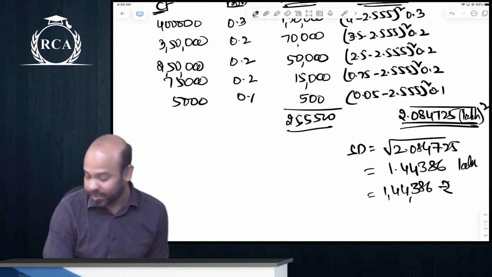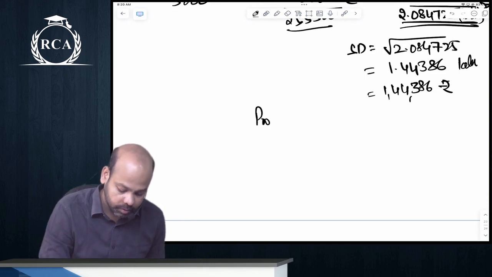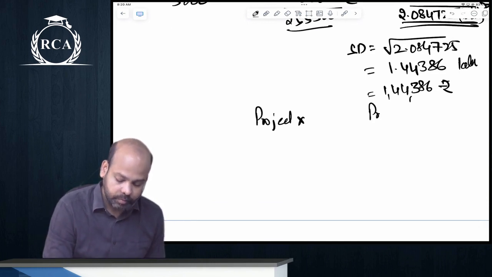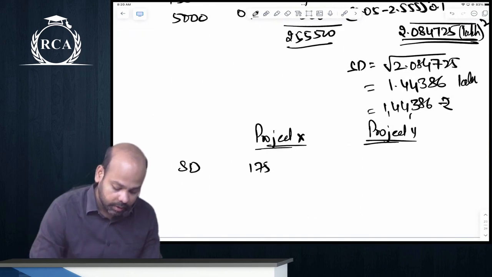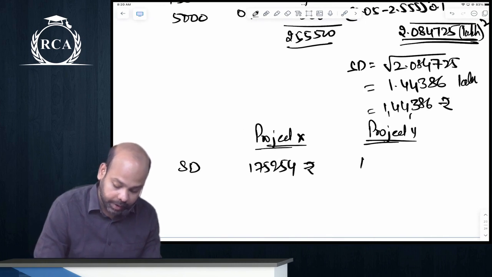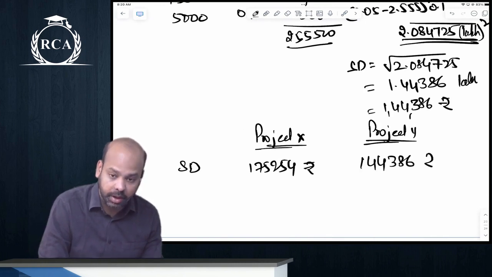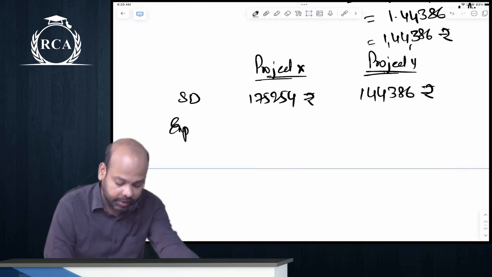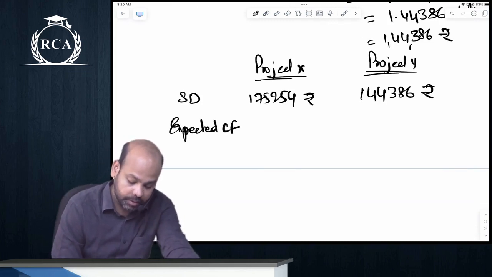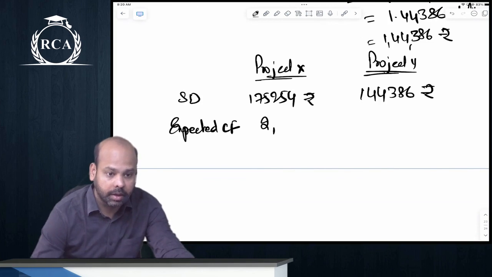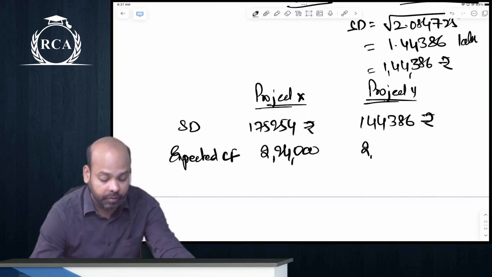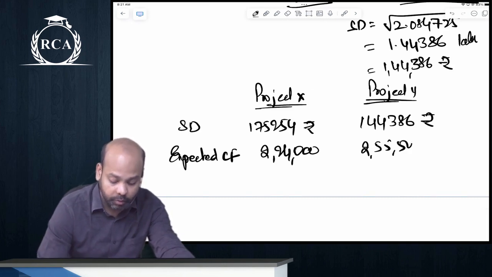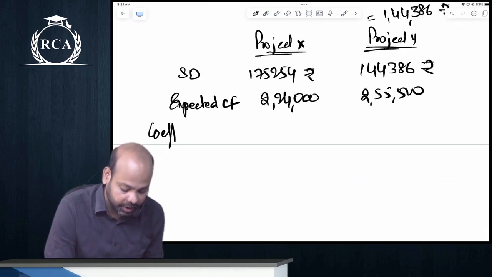Now guys, project X and project Y, beta. Can you tell me what is your standard deviation for project X, guys? 1,75,254 rupees. This is 1,44,386 rupees. What is your expected cash flow, beta? 2,24,000 and 2,55,500. How much will be your coefficient of variation, guys?